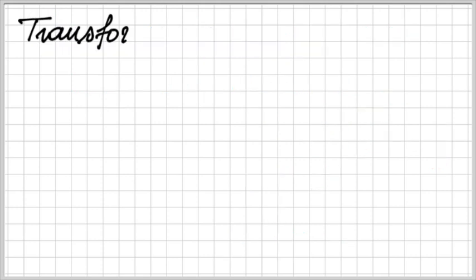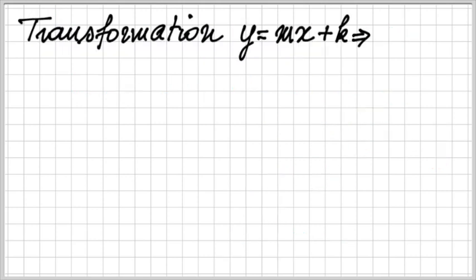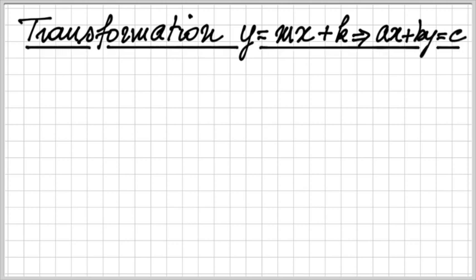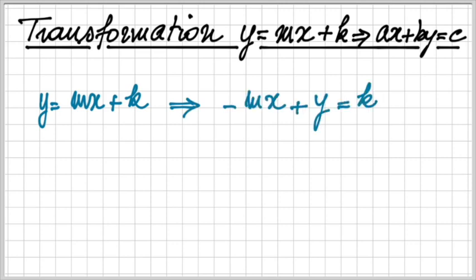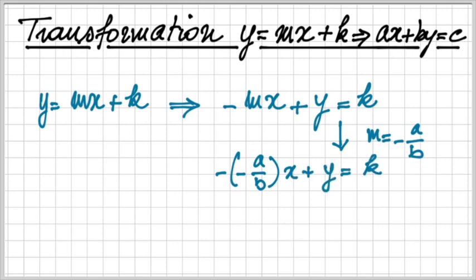We can now do the same in the other direction. Now we go from the point slope expression to the standard equation of the line, and we have y is mx plus k. We bring the x part to the left hand side, so we subtract mx from both sides, and we see minus mx plus y is equal to k. We know from before that the slope m is minus a divided by b, so we replace that in this equation and we have minus a divided by b times x plus y is equal to k.